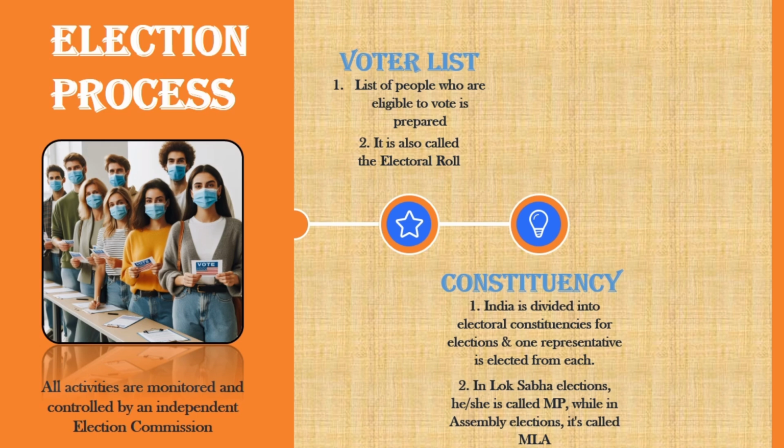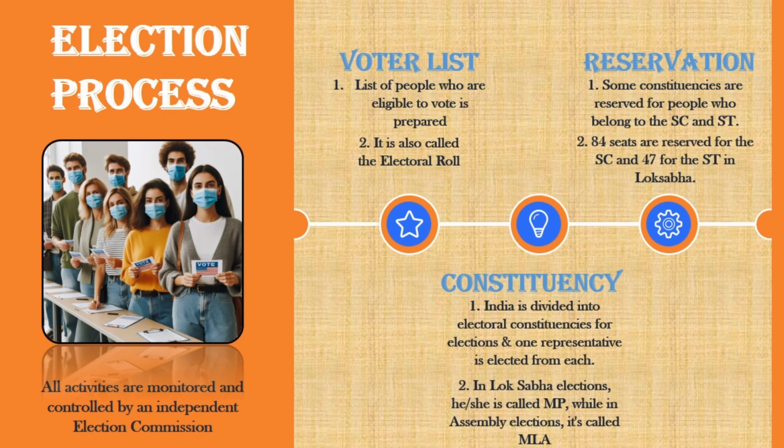For Lok Sabha elections, India is divided into 543 constituencies. In Lok Sabha elections, the elected representative from each constituency is called an MP, while in assembly elections, he is called an MLA. Similarly, at the local level, villages and towns are divided into wards. To ensure fair representation, some constituencies are reserved for people who belong to scheduled castes and scheduled tribes.